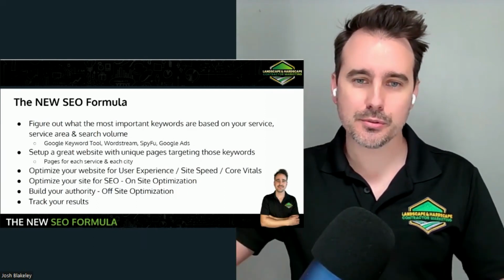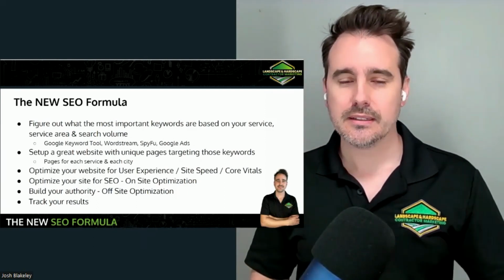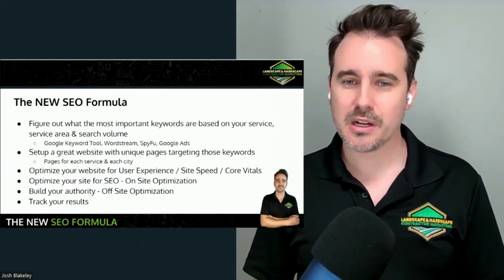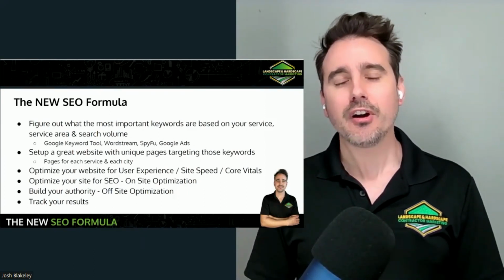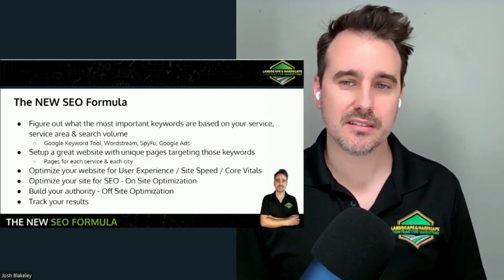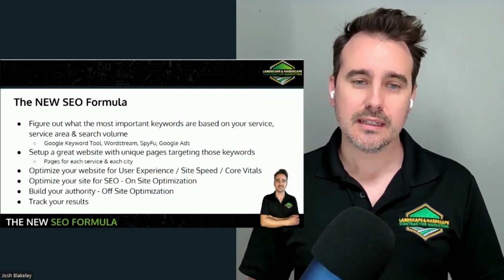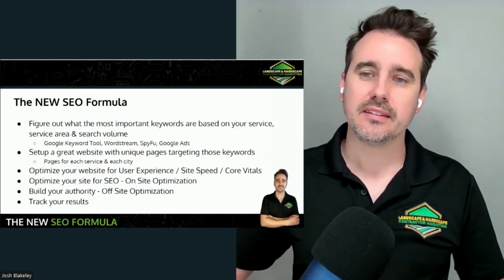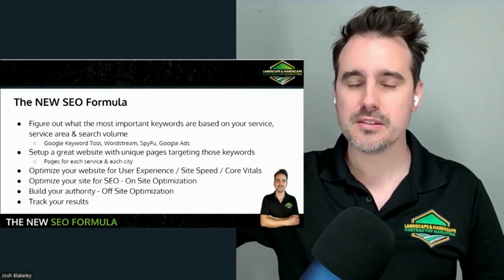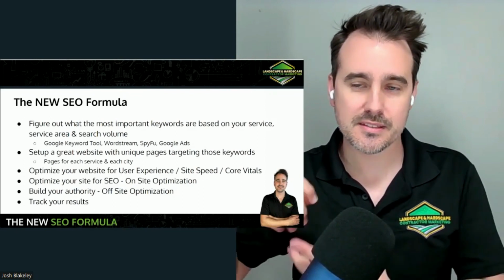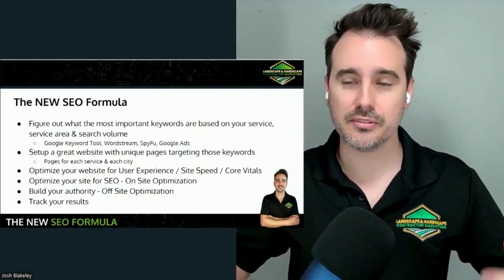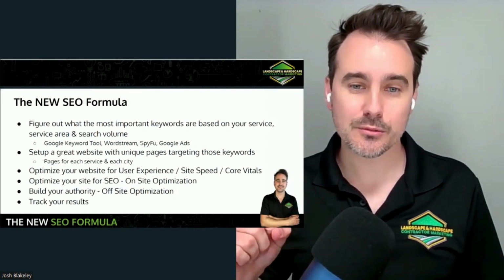We use some other tools beyond that, but for a free tool, there's a couple of others there: WordStream, SpyFu, Google Ads. Now, find some websites around the country that you can see that's done well, that have pages for each service, and they have pages specific for the locations that they're targeting. That's a really good place to start in terms of getting an idea of what your layout will be.